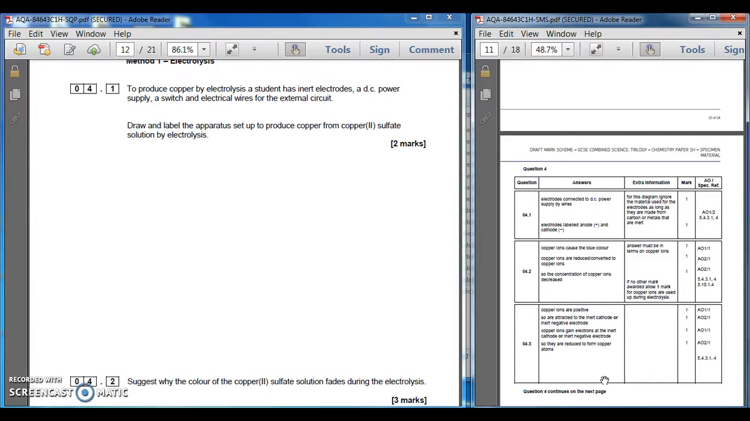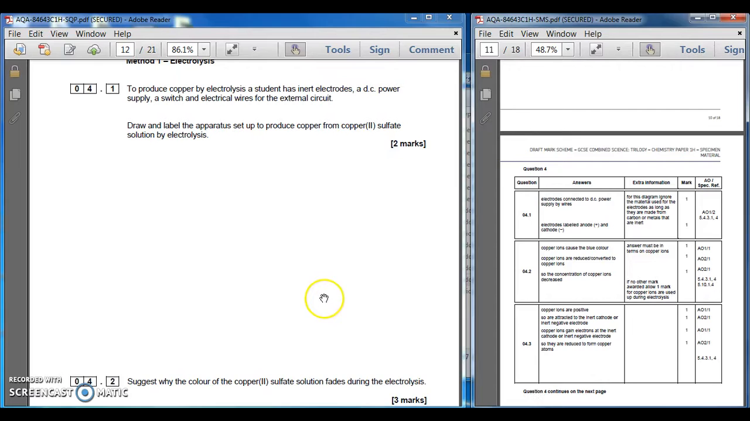Just a box with some wires coming out of it could be providing AC power, which is not the same thing. The other thing you need to label is the electrodes that are in the solution, so that would be the anode and the cathode. You can put a plus or a minus next to them if you wanted to, but that's the main thing that we're looking for.